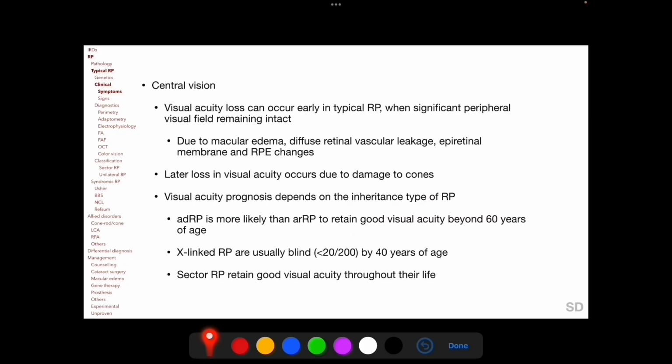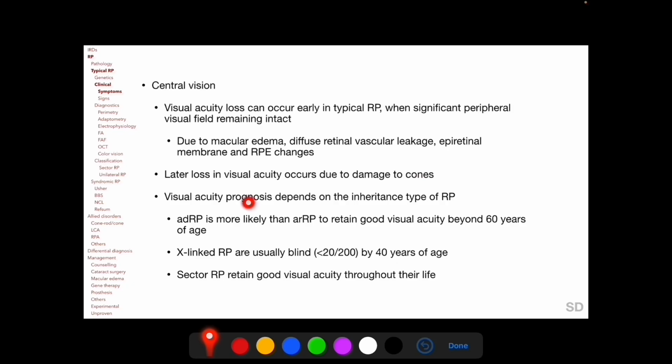In contrast to conventional understanding, visual acuity loss can occur early in typical retinitis pigmentosa when significant peripheral visual field still remains intact, and this can occur due to macular edema, diffuse retinal vascular leakage, epiretinal membrane, and RPE changes. Later, loss in visual acuity occurs due to damage to the cone photoreceptors.